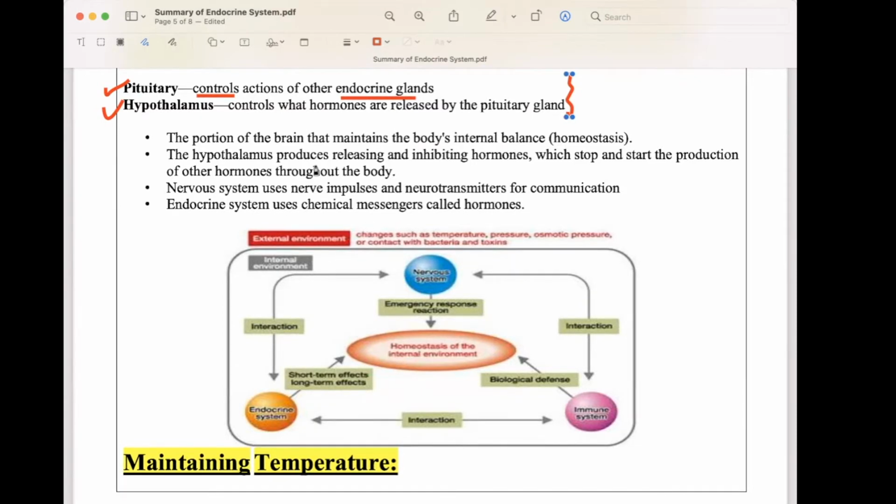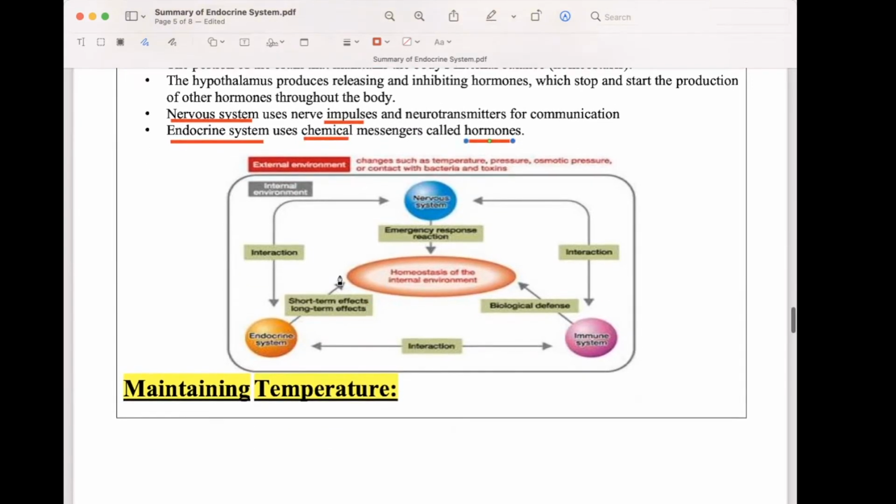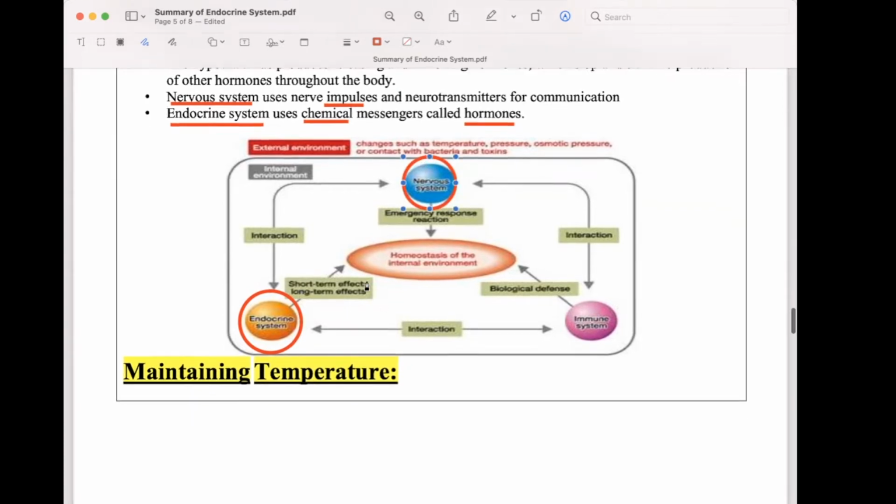Okay, now we will see that the nervous system passes nerve impulses, which are very fast, to show the response, while the endocrine system uses chemicals, which are called hormones, to show the body response. This picture is not necessarily needed, but it just shows you that all of your body systems are related. For example, here it is the endocrine system and here it is the nervous system. So mainly the systems are interrelated with each other.